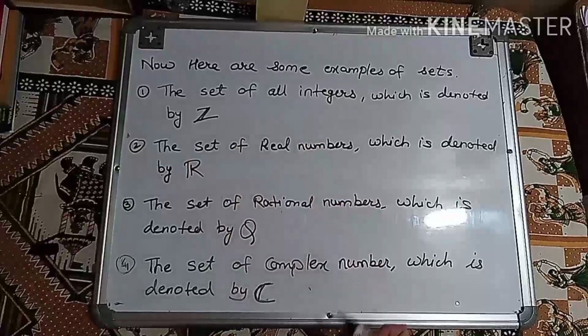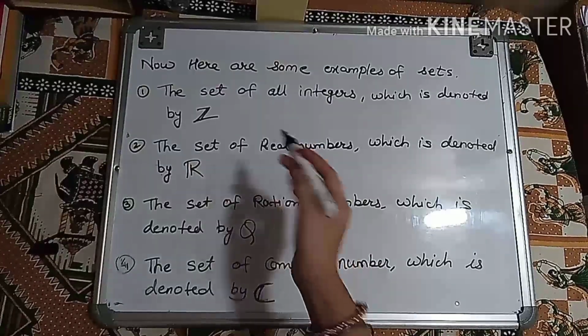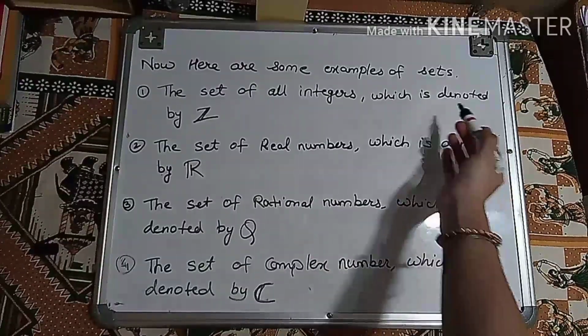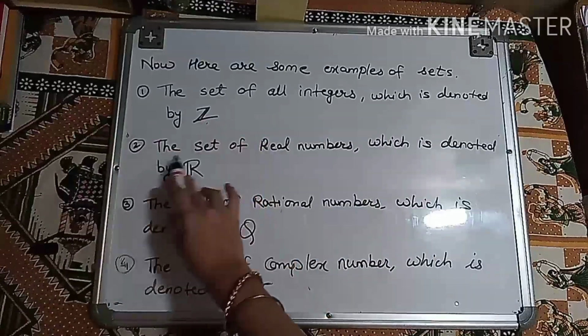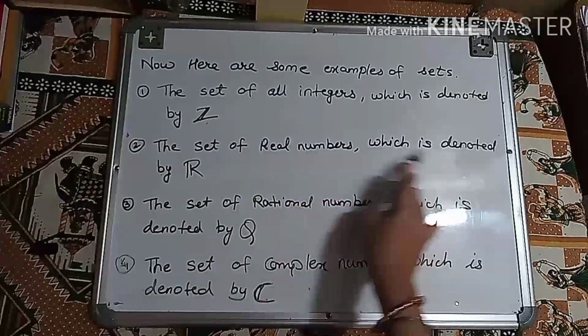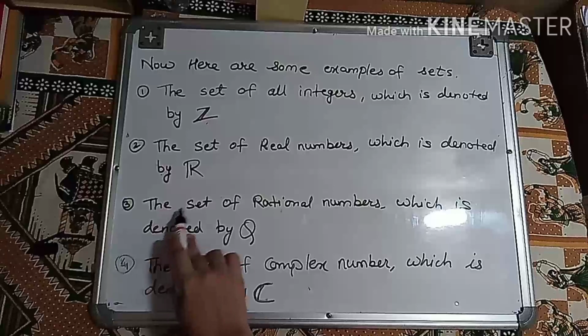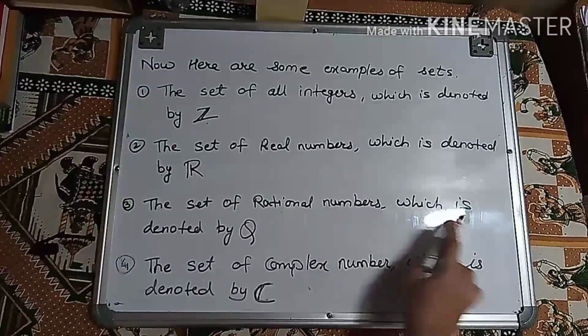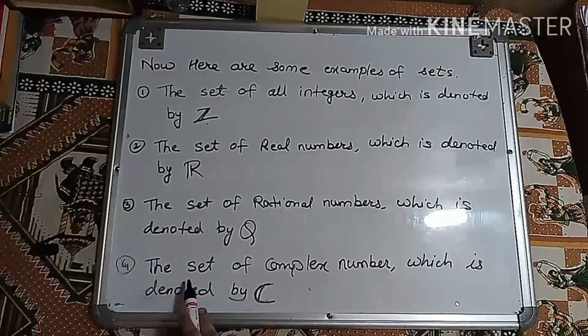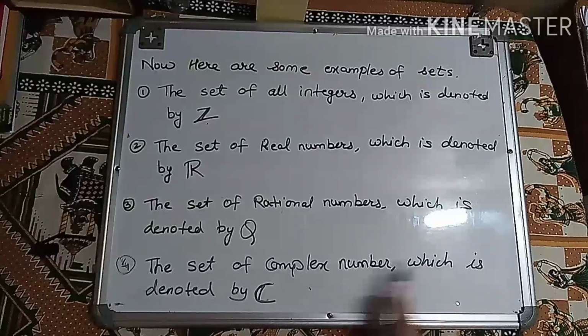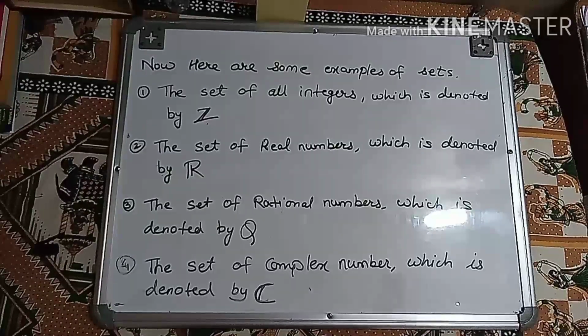Here are some examples of sets. The set of all integers, which is denoted by Z. The set of real numbers, which is denoted by R. The set of rational numbers, which is denoted by Q. The set of complex numbers, which is denoted by C.